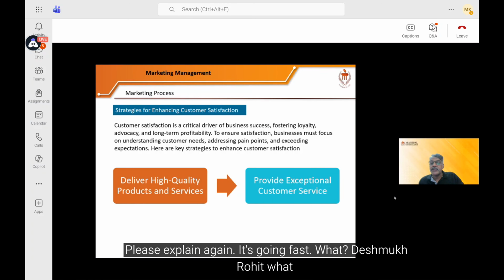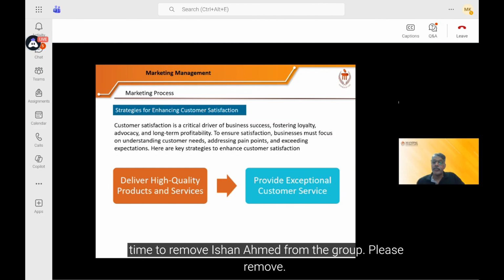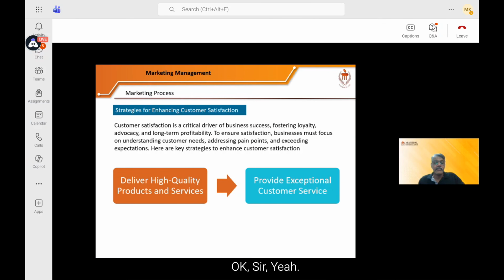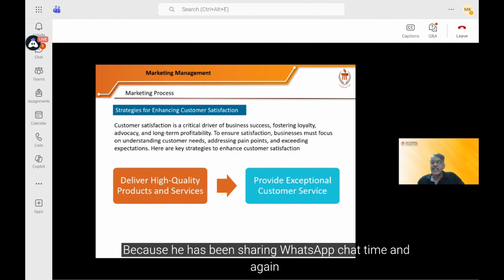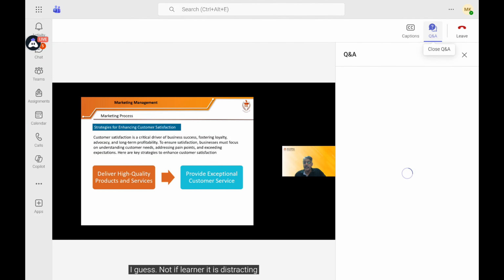Please explain again. It's going fast. What? Deshmukh Rohit, what is going fast? Please let me know. Mentor Pankaj. Yes, sir. There's a high time to remove Ishan Ahmed from the group. Please remove. Okay, sir. Because he has been sharing WhatsApp chat time and again in between the discussions, which is distracting every learner. I guess not every learner, it is distracting me. Okay.